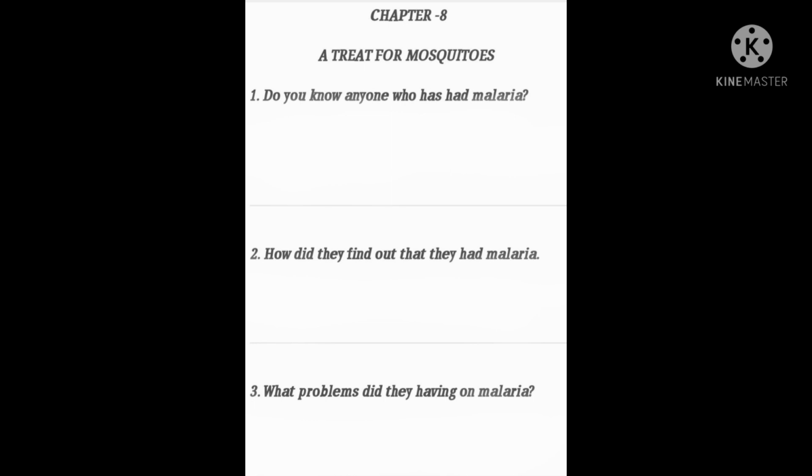Question number 3. What problems did they have on malaria? Answer, at times he used to suffer fever with chills and rigors, full stop. He also became weak. Let us move on to the next question.